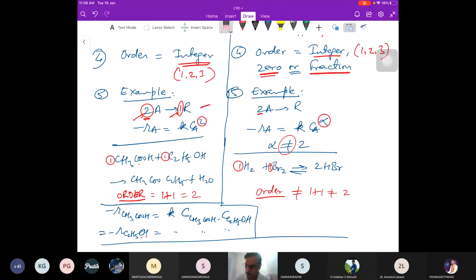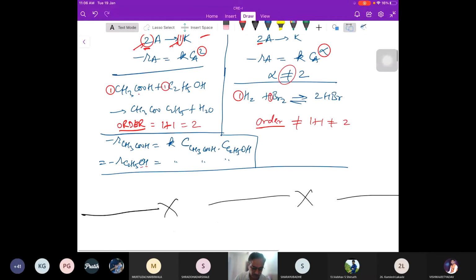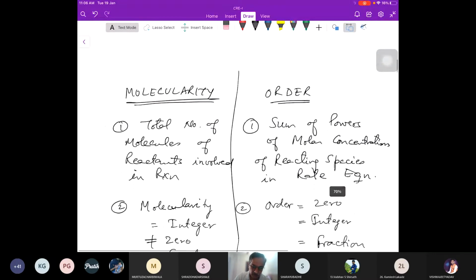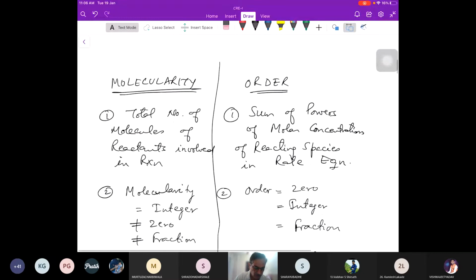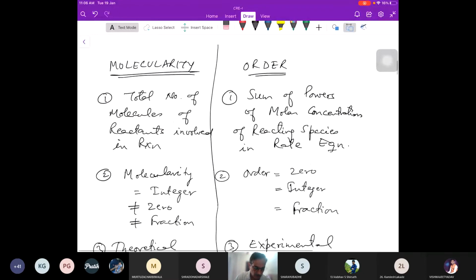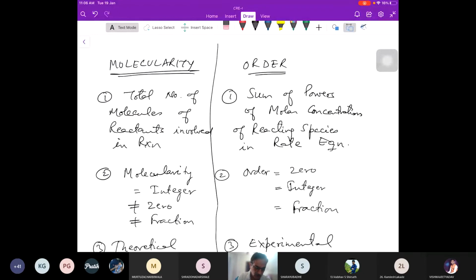एग्जाम में बहुत बार कंपैरिजन आता है, so you should be able to write this table. ठीक है? If there are no questions, then we proceed further and compare molecularity and order. Right? So we have seen molecularity is the total number of molecules of reactants involved in a reaction, and order is the sum of powers of molar concentrations of reacting species in the rate equation.